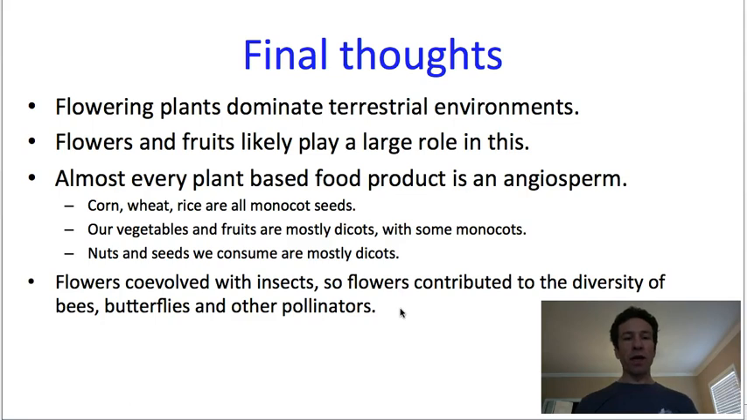When we move on to our next lecture, we're going to still talk about angiosperms, but we're going to talk about some different groups within the angiosperms.